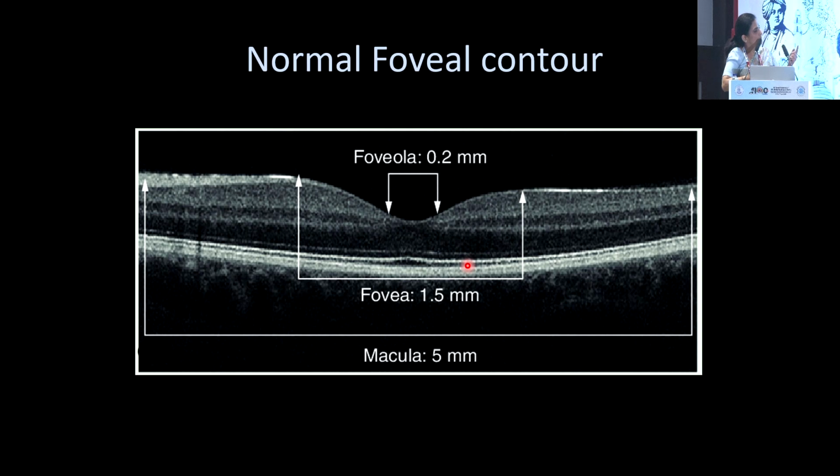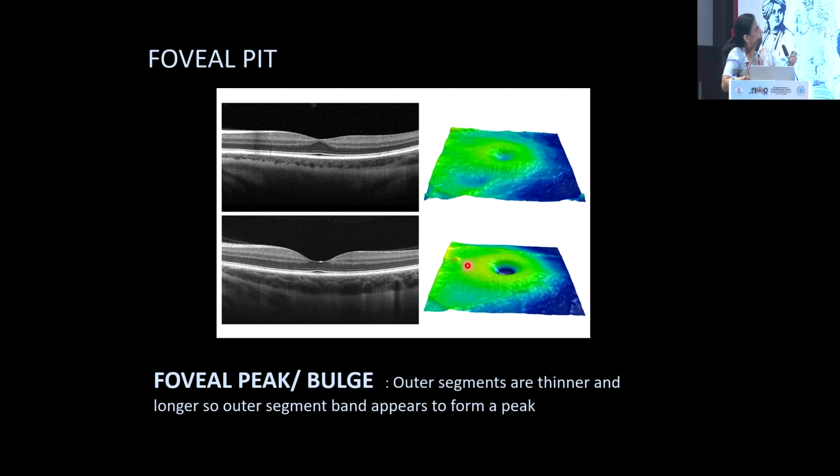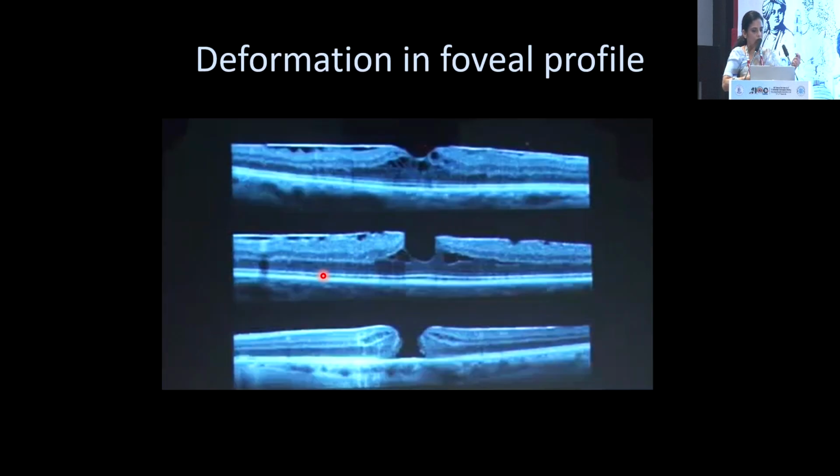The normal foveal contour, I'll just take some more time. This is how you also assess the normal fovea. So there is this structure here, below the fovea, this little uprising here. A lot of residents come to me and say, ma'am, is this something abnormal? This is absolutely normal. It's the normal foveal peak. The outer segments are thinner and longer, so the outer segment band appears to form a peak. It may not be present in all patients, but it's an absolutely normal finding.